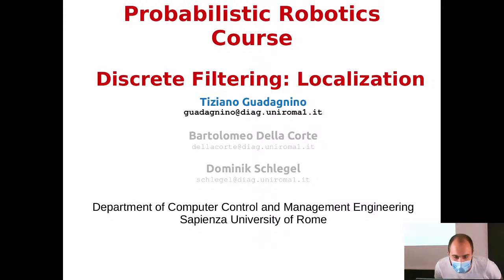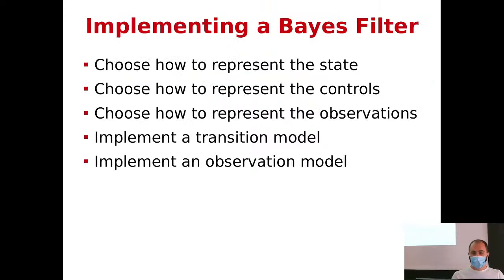Nice. So hi guys, I'm Tiziano, and we are going to discuss localization in the discrete case using the Bayes filter. So, what are the important steps to implement a Bayes filter for any kind of application? We have to know how to represent the state, and the state is the quantity that we want to estimate. It might be the robot position, but it might also be parameters of a manipulator, or whatever it takes.